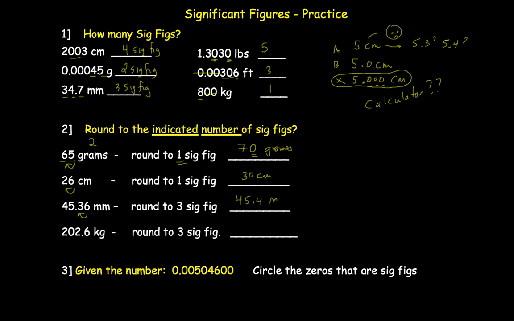45.4 millimeters. Again, I don't want to add a 0, because if I do that, there's a decimal point, and I'll have 4 significant figures. I only want 3. Okay, 202.6, I want to round it to 3. I would say 203 kilograms. Okay, so that would go up to that.